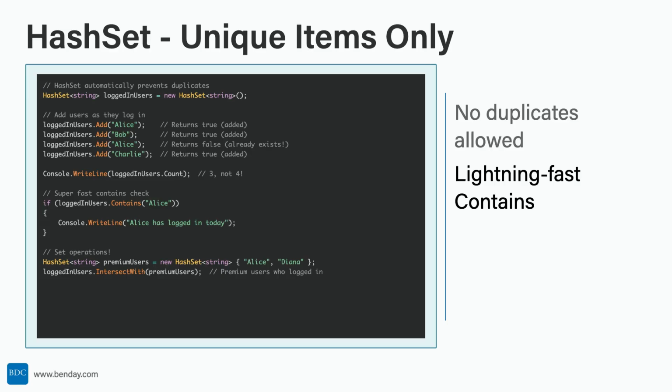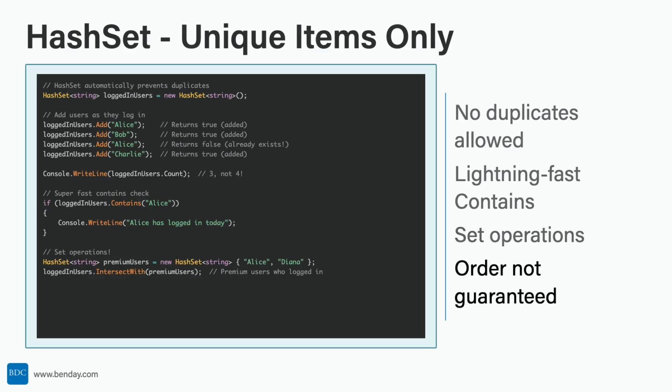Remember sets from math class? You can do unions, intersections, and differences. Find users in both groups, users in either group. It's all built in. Here's the catch. HashSet doesn't maintain order. Items might come out in a different order than you put them in. If order matters, this isn't your collection.